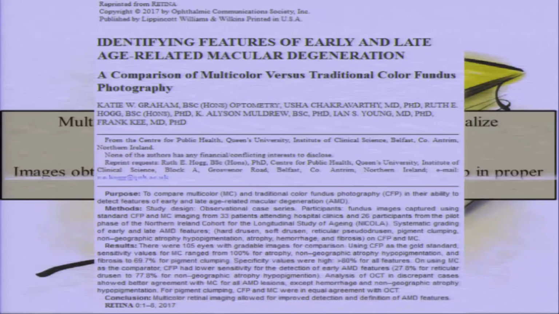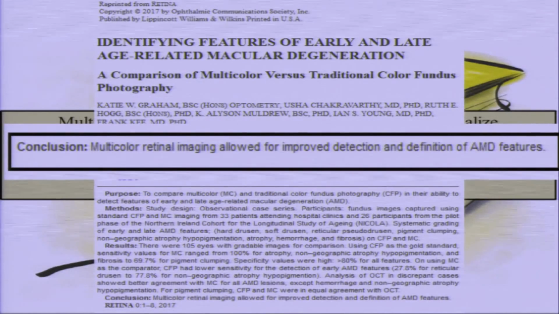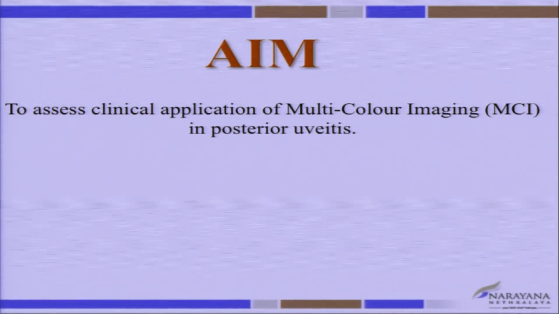So multicolor imaging is a combination of blue reflectance, which can penetrate up to the inner layers of the retina, green reflectance, which can penetrate intraretinal layers, and infrared, which can penetrate outer retinal layers till the RPE and choroid. This is the final output of multicolor imaging showing all reflectance images. Literature says multicolor imaging helps in better definition and localization of various pathologies within the retina, with improved definition of drusen, pseudo-drusen, pigment clumping and exudations. The aim of our study is to assess the clinical application of multicolor imaging in posterior uveitis.